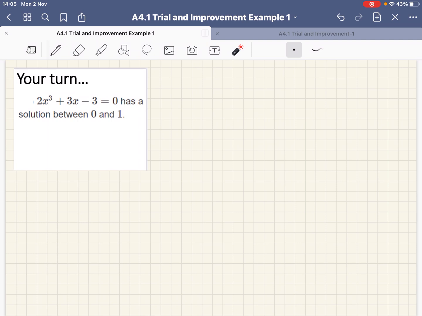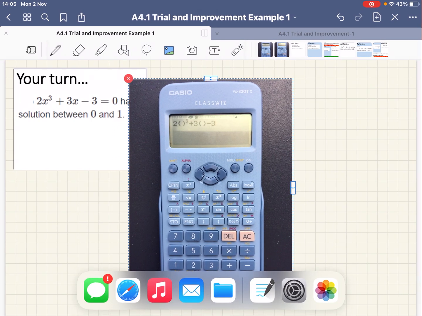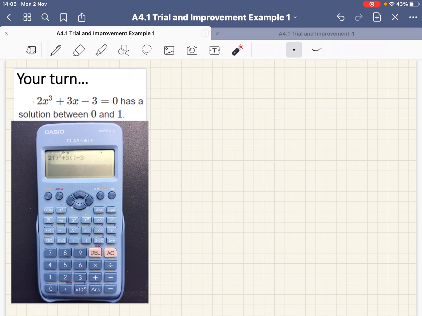Okay, so in this equation, we've got 2x cubed plus 3x minus 3 is equal to 0. And we are looking to show that the solution is between 0 and 1. Now, when you type this into your calculator, you should get something that looks like this. So we're going to compare this against our equation now. So here we've got 2x cubed. Here we've got 2 brackets cubed. I've got plus 3x there. I've got plus 3 brackets there. And minus 3 is staying on the end.